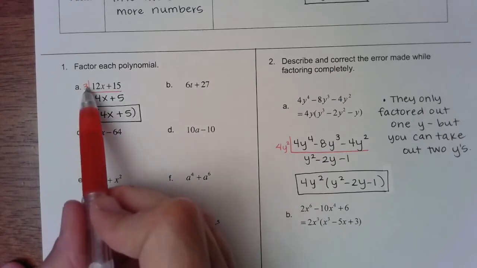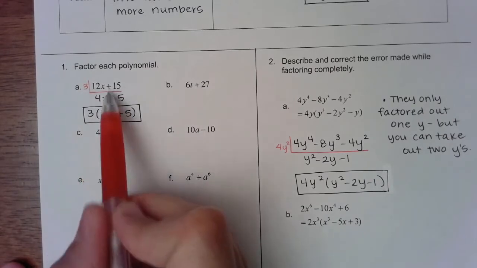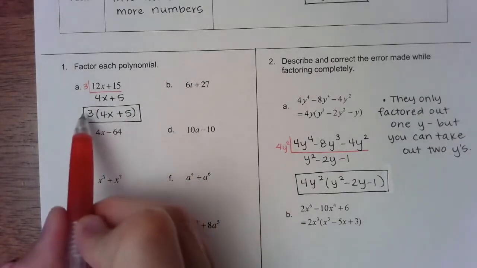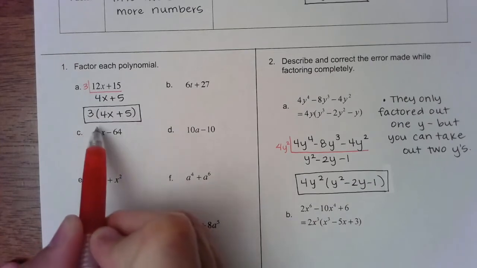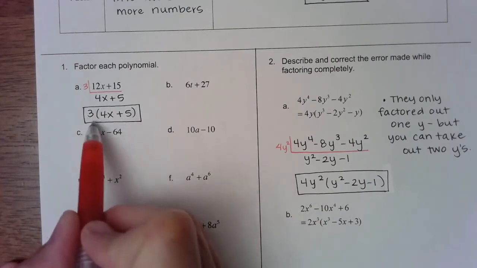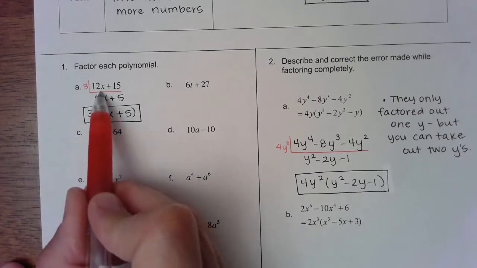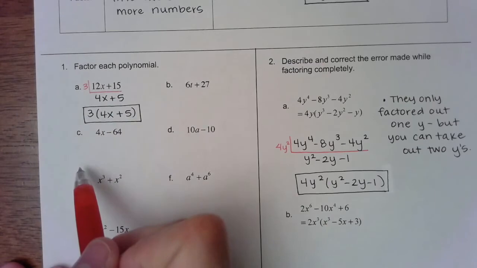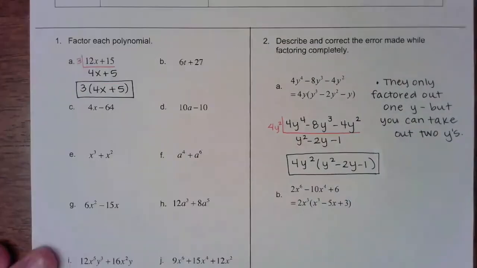When I write my answer, I put the greatest common factor in front, and then I put the leftovers inside the parentheses. One point that I want to make about this is that to check your answer, you can always multiply back and do the distributive property like we learned about in the notes from 10.2. So watch this one. 3 times 4x gives me back 12x, and then 3 times 5 gives me back 15. So that's how you know you have the correct answer for this one.